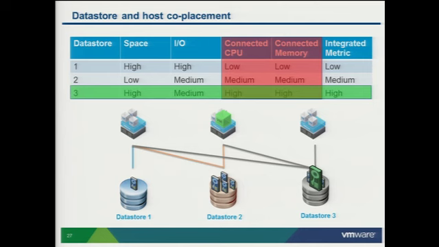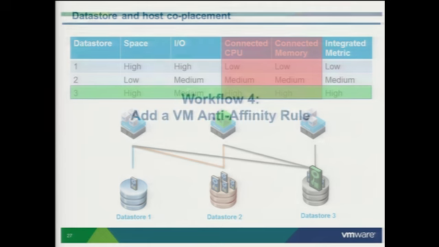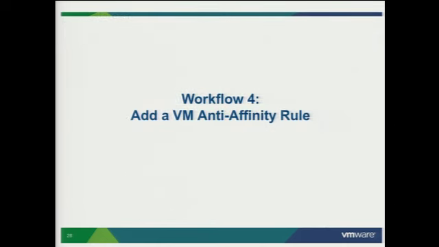Now let's talk about rules. We'll go through a rule workflow. It's pretty straightforward, especially if you're used to server DRS rules. This is one of the three kinds of rules that Manish mentioned. This is the VM to VM anti-affinity rule. I don't want my VMs to share any disk.